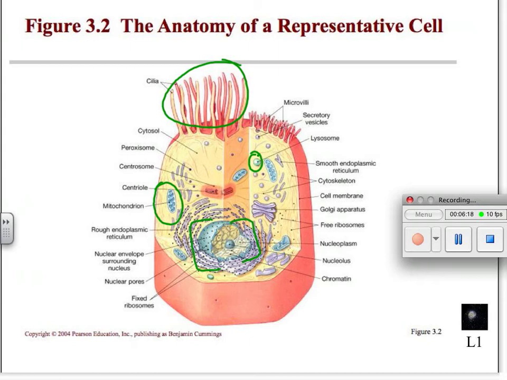What makes your skin brown? The brown in your skin actually comes from cells called melanocytes. A melanocyte has all of these parts of the cell in it, and its function is to produce a pigment or a dye that makes you brown.